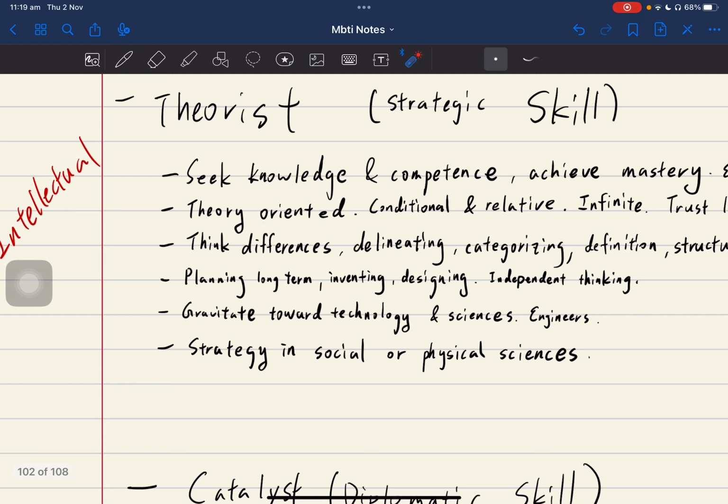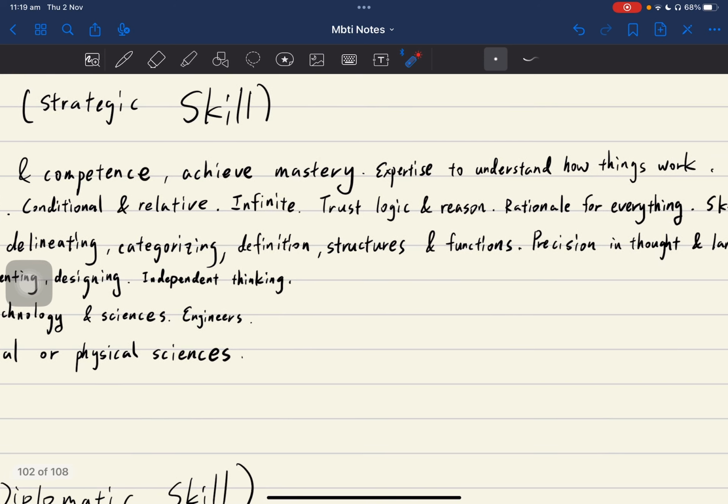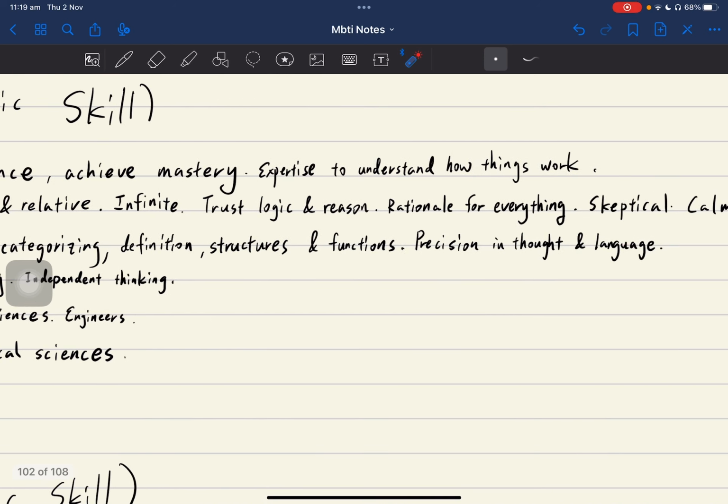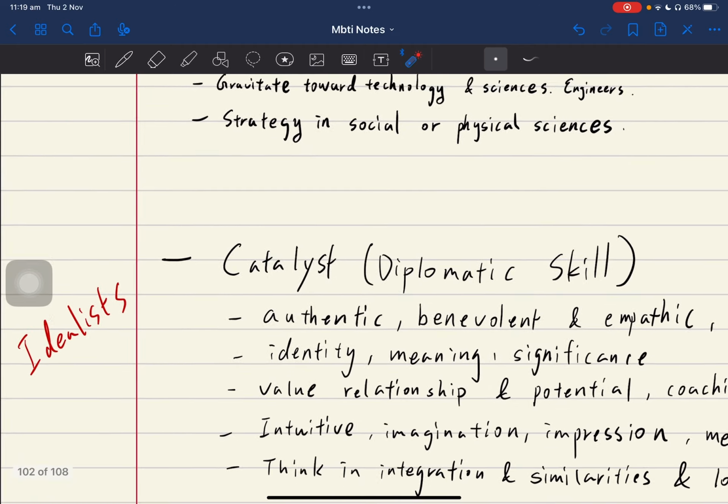And they think in difference. Like I said, the brain is all about duality and delineating, categorizing, definition, structures, functions, precision in thought and language, planning for the long term, inventing, designing, independent thinking, gravitating towards technology and science, engineering, strategy in social or physical science. So these are the theorists. They are also called intellectuals.